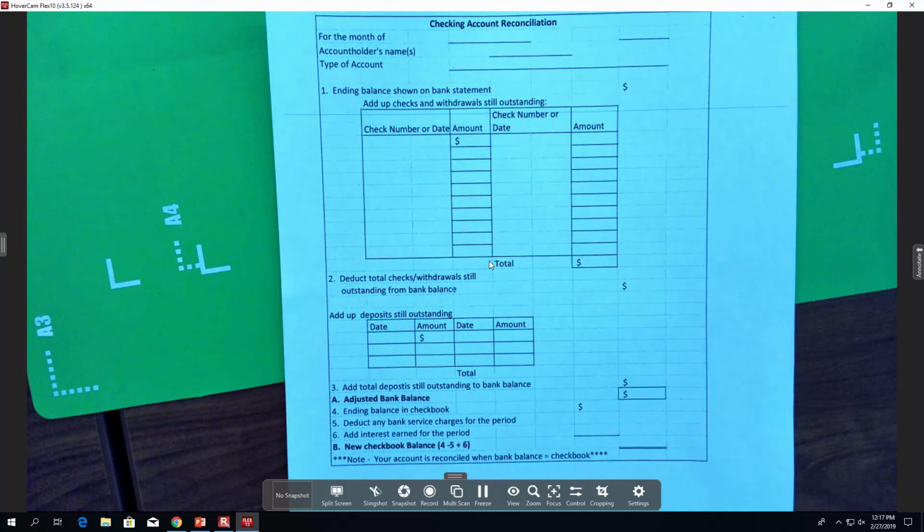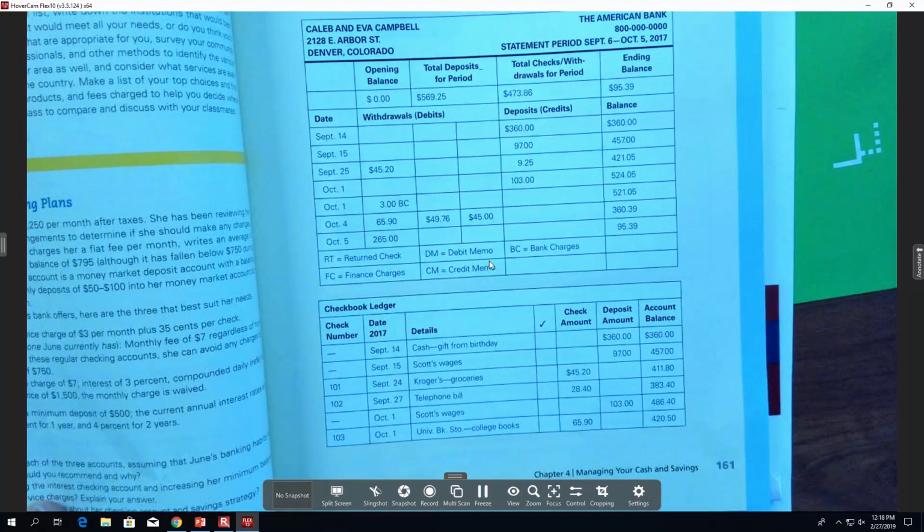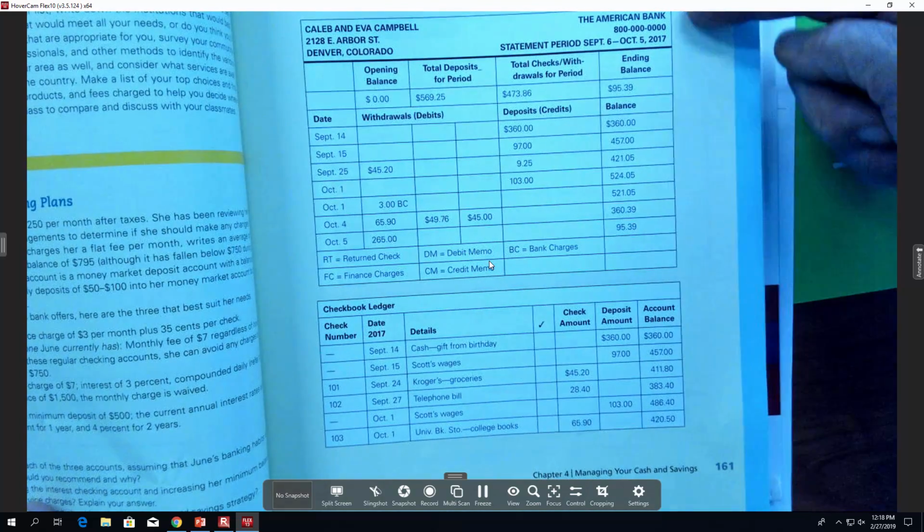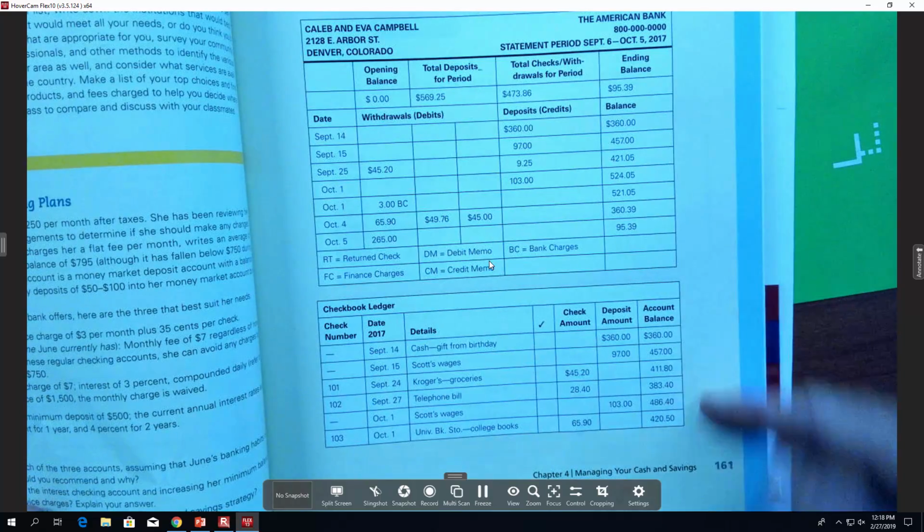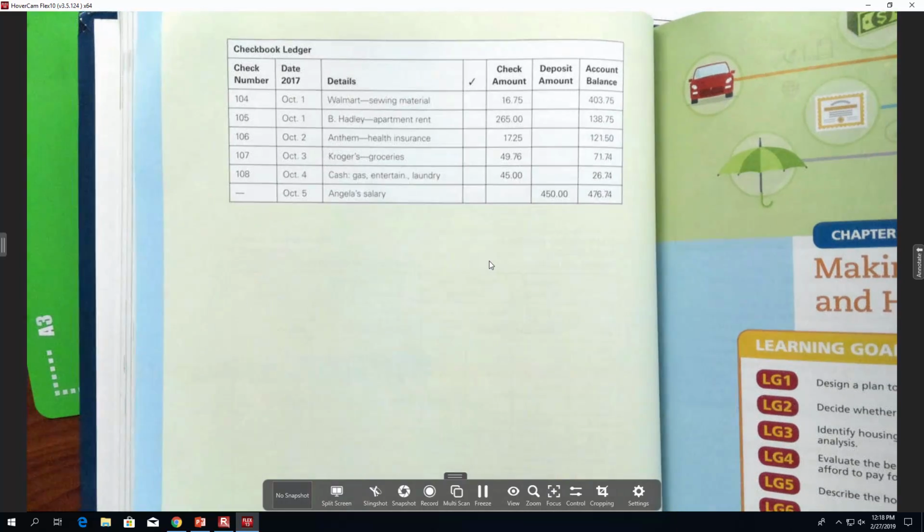So if we look on page 161, we've got another checking account. Caleb and Eva Campbell are college students. They've opened their first joint checking account on September 14th. They just received their first bank statement for the period ended October 5th, 2017. The statement and the checkbook ledger are shown below. The top looks to be the bank statement, and the bottom, which goes over to page 162 as well, shows what they've got written in their checkbook ledger.